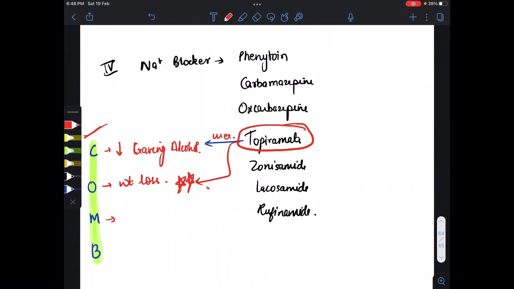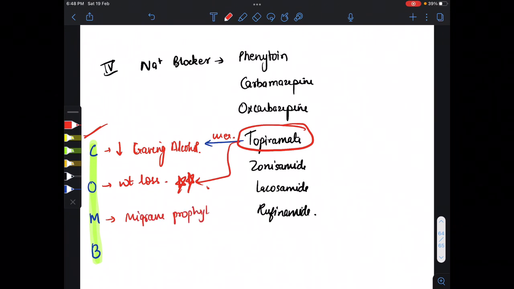Next, M stands for migraine prophylaxis. It is also given in migraine prophylaxis, and for bipolar disorder we can also use topiramate. But for bipolar disorder, the drug of choice is lithium, but we can also use topiramate.